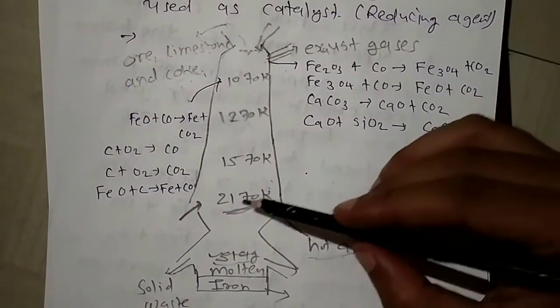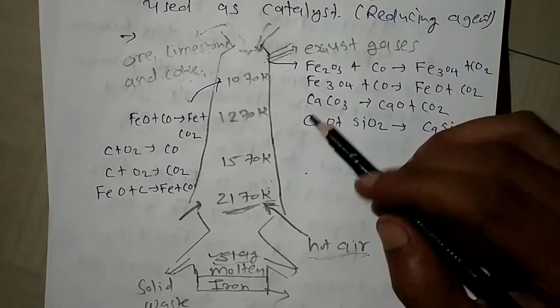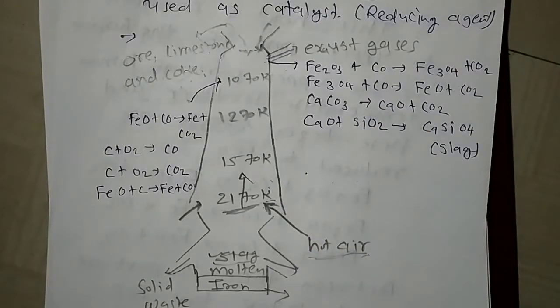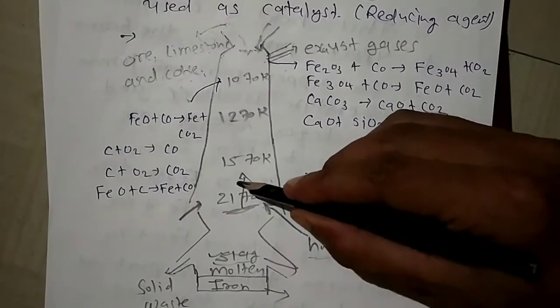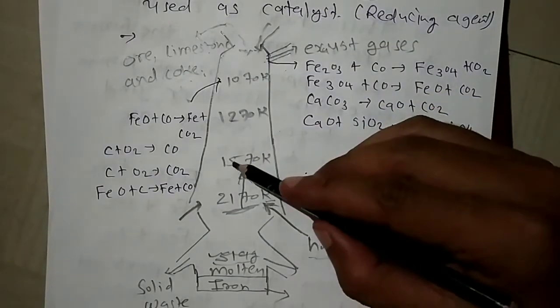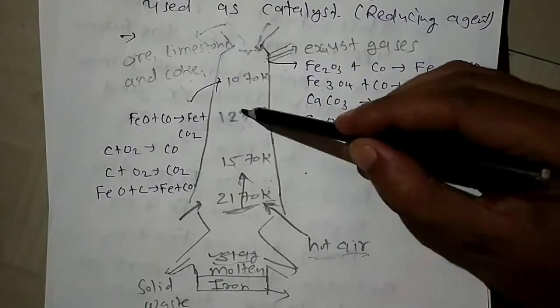Now what will happen? The formed carbon dioxide and carbon monoxide will go in the upward direction, and while going upward, the temperature will fall down. The temperature will decrease here in the upward direction.